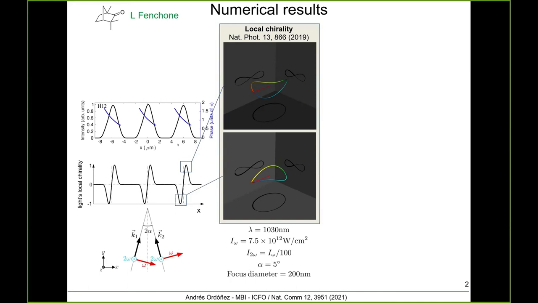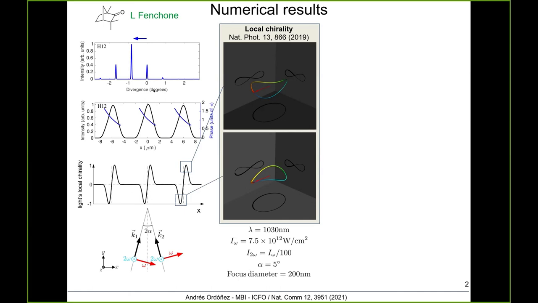So the black curve is the intensity and the blue curve is the phase. And this pattern repeats over and over for about 200 nanometers, which is the focus diameter. Here I only show a small part of that close to the center. Now, this is the corresponding intensity in the far field as a function of the angle of emission. So what do we see?